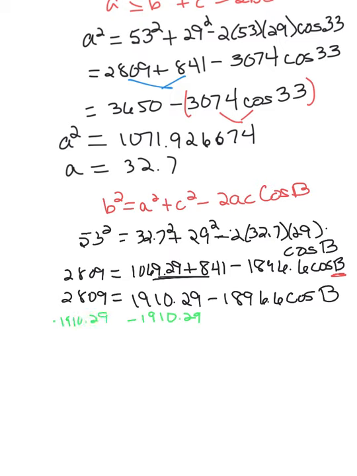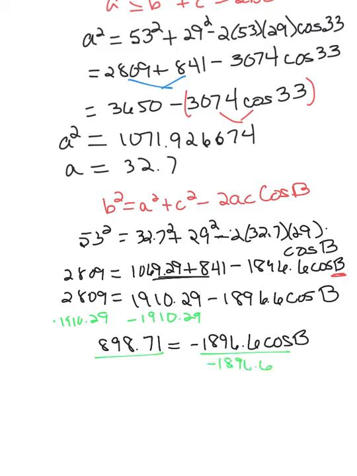In doing that, I will get 898.71 equals negative 1896.6 times the cosine of B. Now, to get the cosine of B by itself, we're going to divide by the 1896.6, and we now have negative 0.47385 equals the cosine of B.